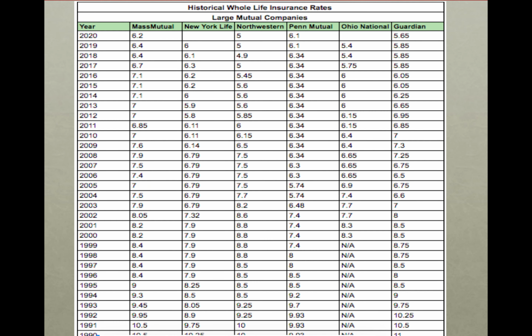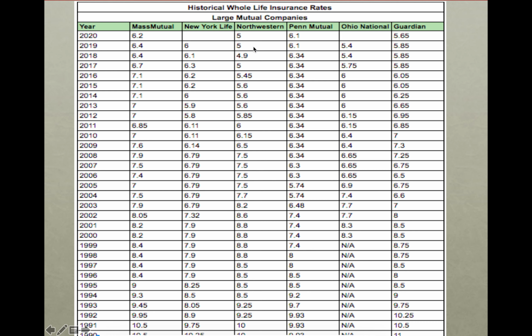Here are some historic dividend rates for different insurance companies. These are some of the largest insurance companies out there. Mass Mutual, New York Life, and Northwestern are all financially very sound companies. What you can see is the dividend rate for Northwestern Mutual is 5%. Northwestern Mutual used to always be the top leader in terms of dividend rates. Mass Mutual is up there as well, 6.2% this year, 6.4% last year. But you can see that if you go back to the 1990s, dividend rates have come down quite a bit.